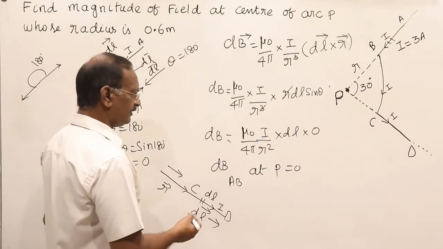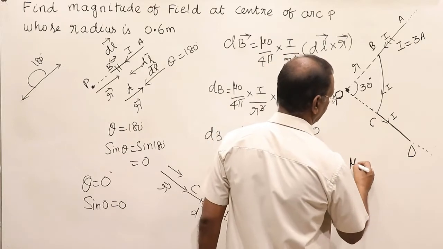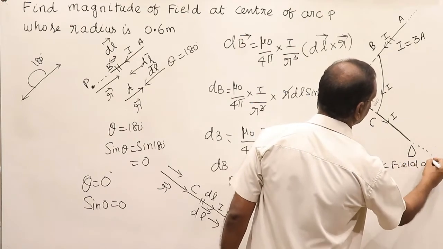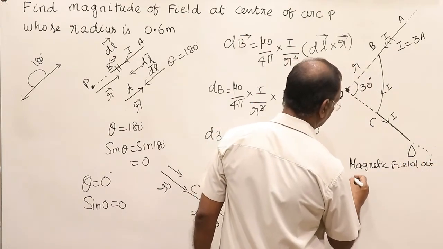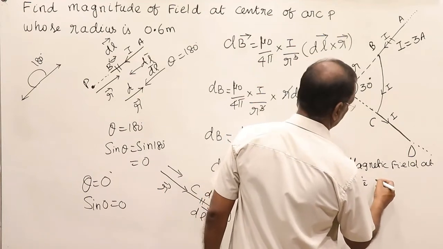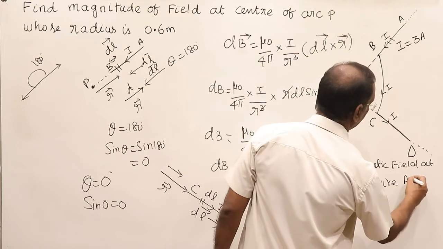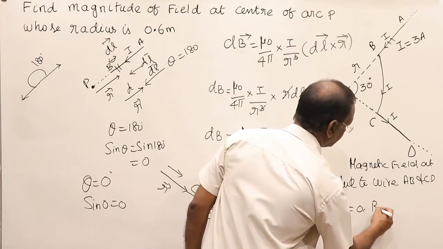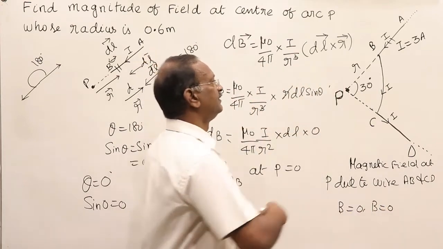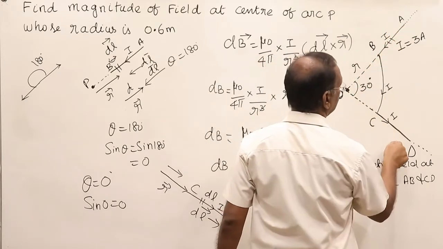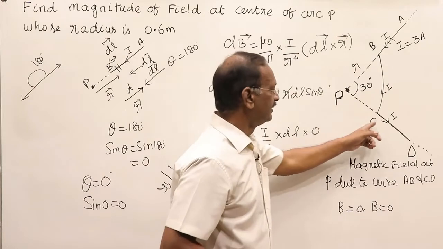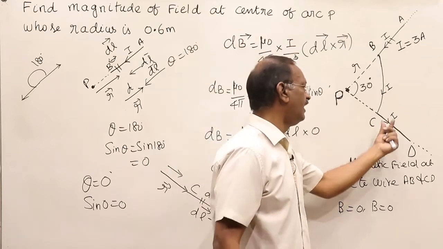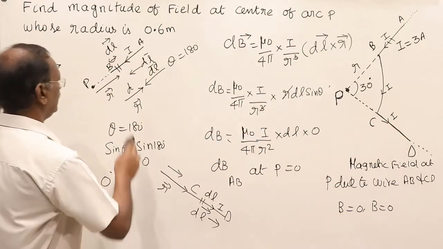Therefore the magnetic field at P due to wires AB and CD is B equal to 0 and B equal to 0. So this portion does not produce any magnetic field, and this portion does not produce any magnetic field, though current is flowing through this conductor. As we have already seen, the field on itself for a straight path is equal to 0.